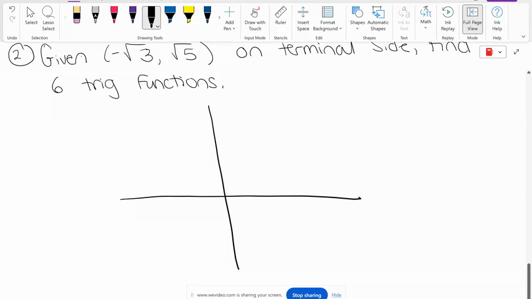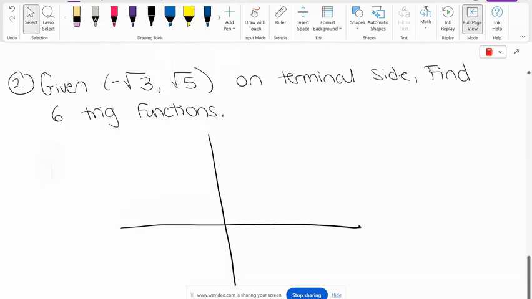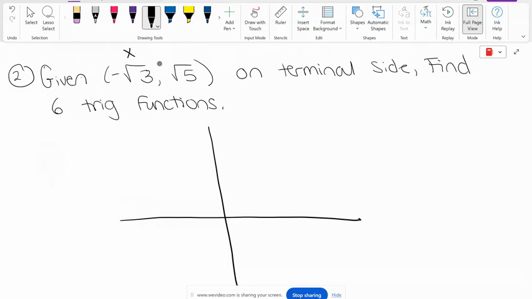So we are going to plot this. It doesn't matter whether you know what root 3 or root 5 is as a decimal. What you need to know is that this is a point x comma y. So I'm going negative root 3 units to the left. How do I know I'm going to the left and not to the right for root 3? Because it's negative. So I'm just going to pretend and say, okay, well, this is negative root 3 right there.